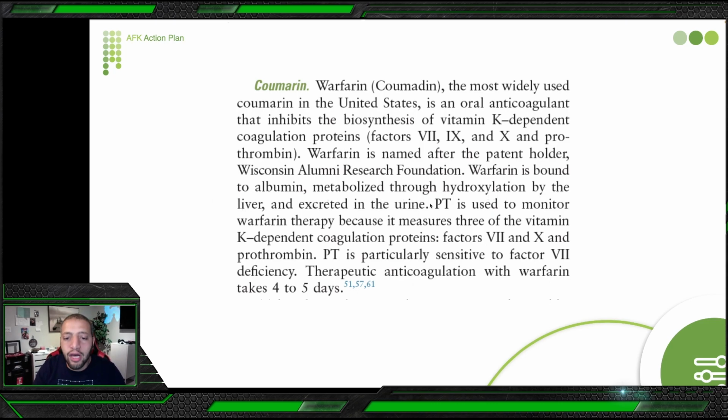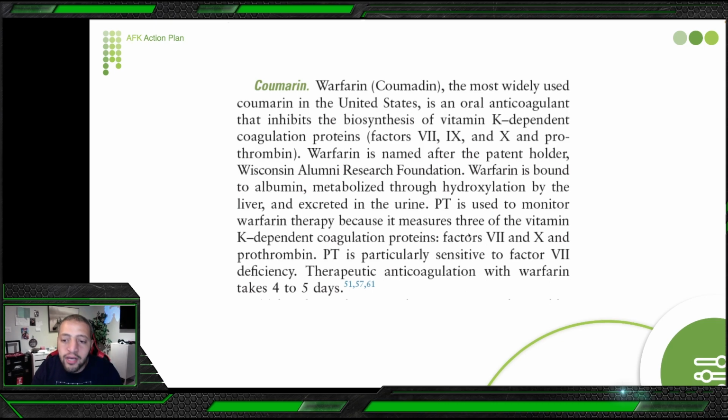I read this out loud because you might see a question: warfarin is metabolized where? Warfarin is excreted where? I know this is an easy question, so please do not miss them. It binds to which protein? Albumin. And then we speak about PT, prothrombin time, which is used to monitor warfarin therapy because it measures three of the vitamin K dependent coagulation proteins, which are factor 9, factor 10, and factor 2.